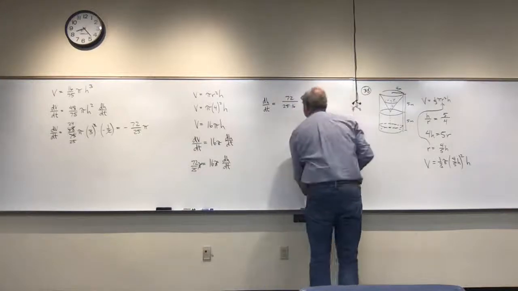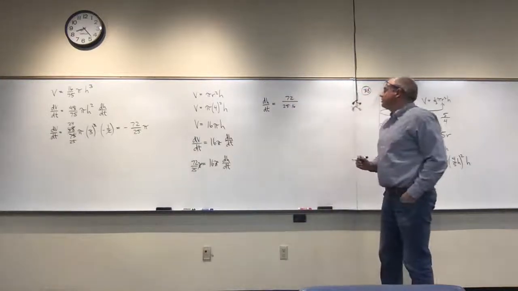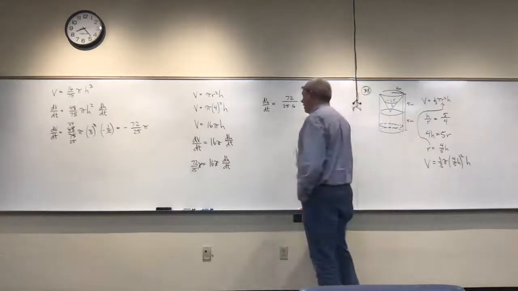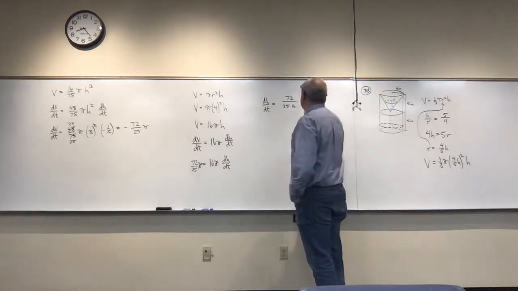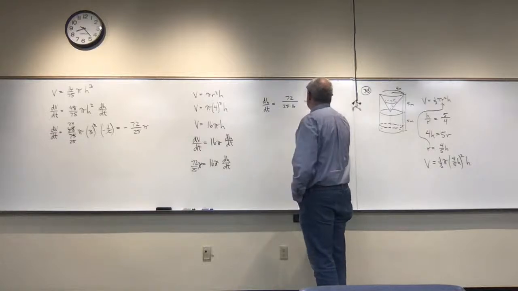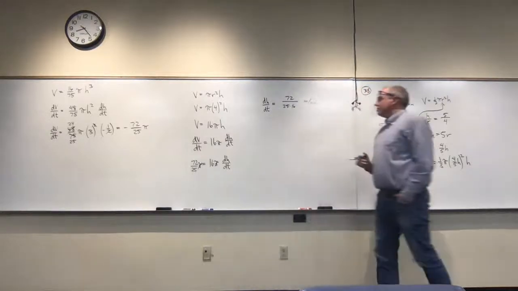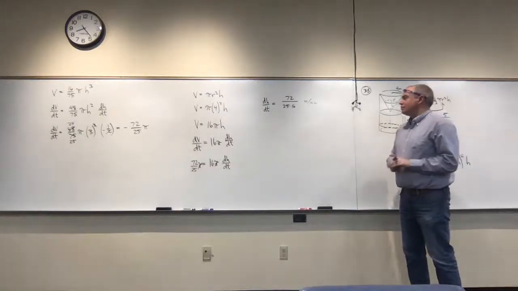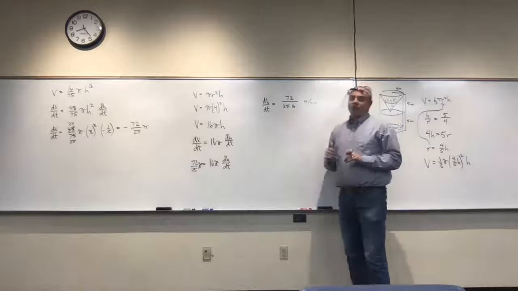And what would be the units on this? Meters per minute. Yeah, the height is measured in meters. The time in this problem is measured in minutes. So dh dt should be around 72. It's a pretty small number.